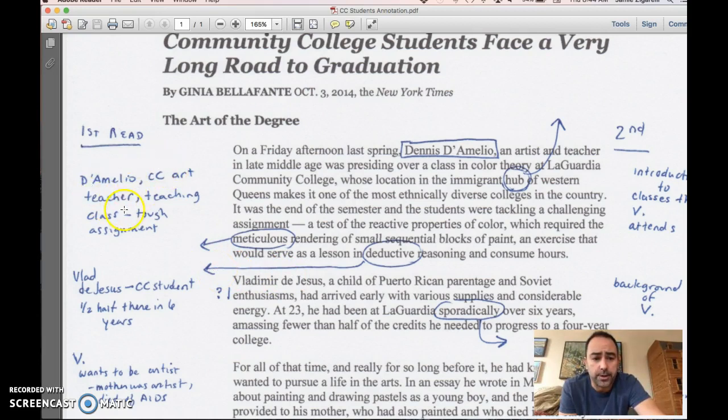Okay, and what I put here was I just tried to summarize what was happening in this paragraph, which is that we are told about an art teacher at a community college, and he's teaching a class where he's teaching what sounds like a tough assignment. Okay, so I really tried to boil it down to the essence of the paragraph.